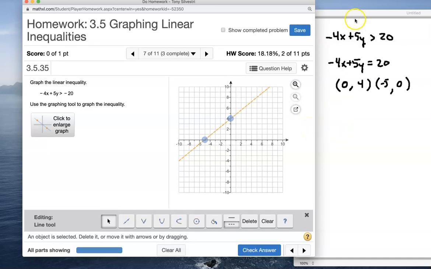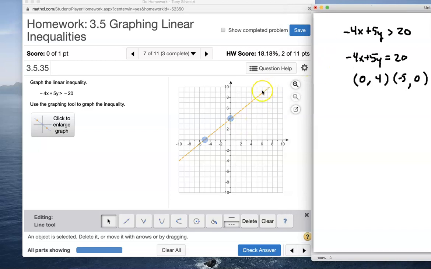What's next is, it's not enough to divide the world into the top and the bottom. We want to determine which part of the world contains points that make that true. And what do we do? Take a test point. I always go for the 0, 0. The 0, 0 test point right there. So take 0, 0, TP equals 0, 0.